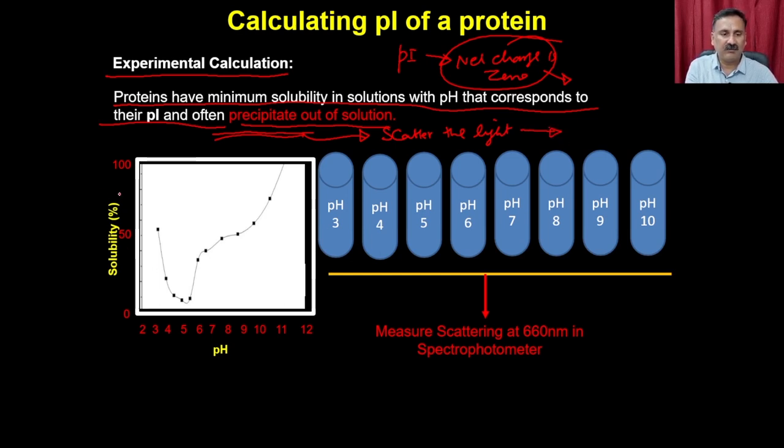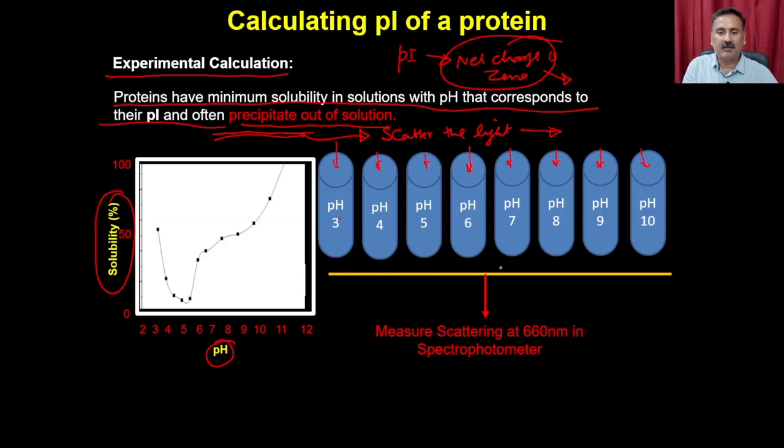What you see here is a curve of solubility versus pH. I took the protein and incubated it in different reactions of pH 2, 3, 4, 5, 6, 7, 8, 9, and 10. All these pH values change the total charge on the protein. It is possible that at some pH the protein reaches its PI, and at that value the solubility is very minimal. I took the same amount of protein, incubated it for some time, and then measured the scattering at 660 nanometers in a spectrophotometer. Scattering tells me how much the protein forms particulate matter.